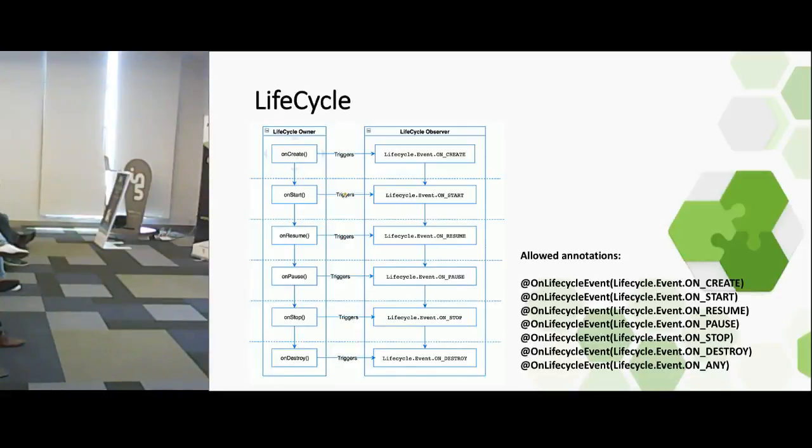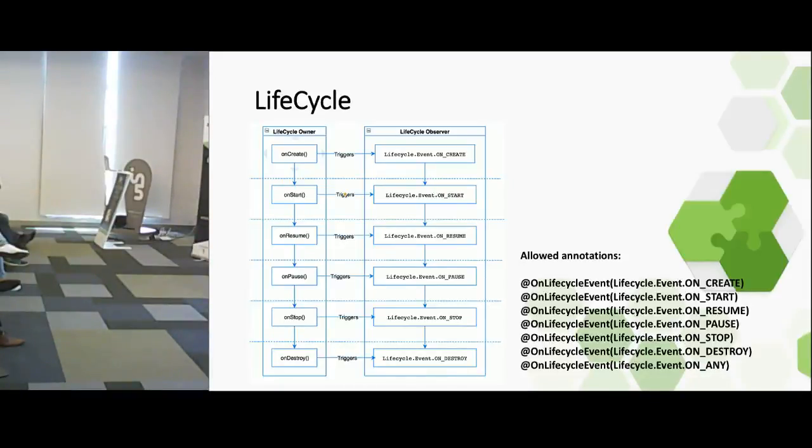Let's keep going. Lifecycle observer. Here we have an owner object and an observer object. Then we write methods in our observer classes, and then we annotate them with lifecycle event annotations. For instance, for the onCreate method, we annotate our methods with Lifecycle.Event.ON_CREATE. What does this mean? That means that if the onCreate method of our activity is called, then respectively, the onCreate annotated method of the lifecycle observer is going to be triggered.